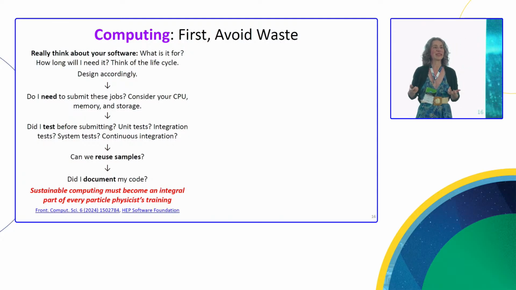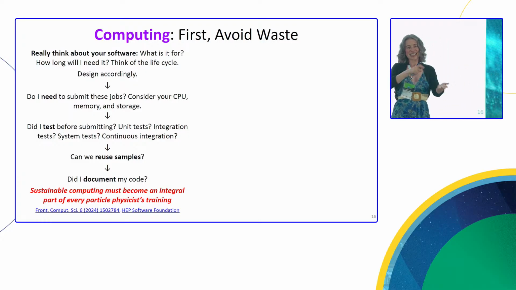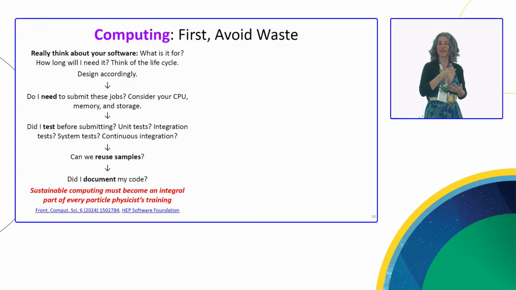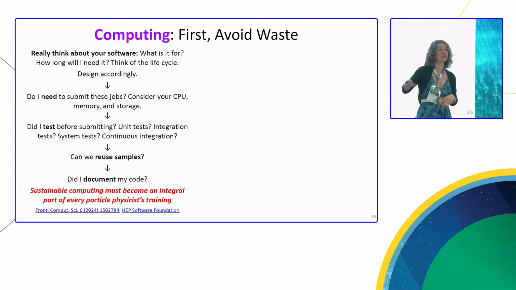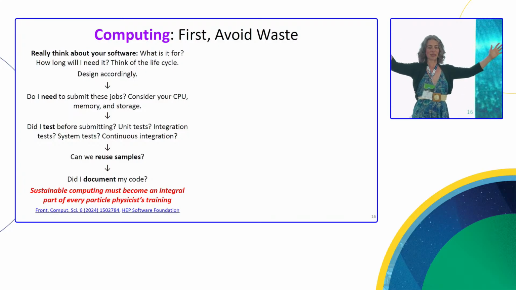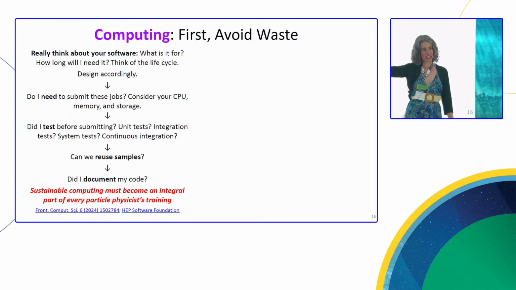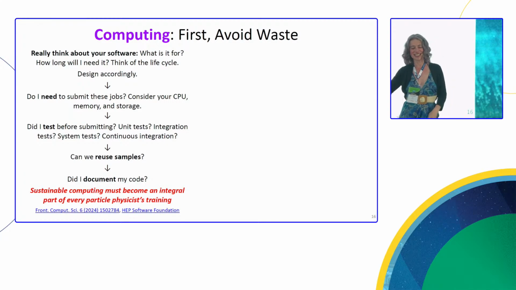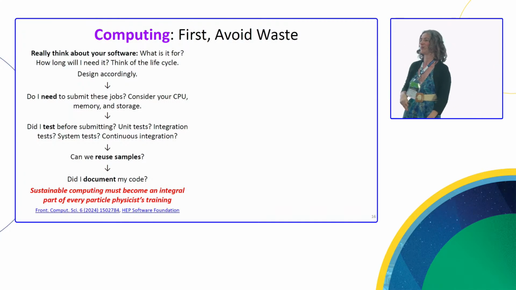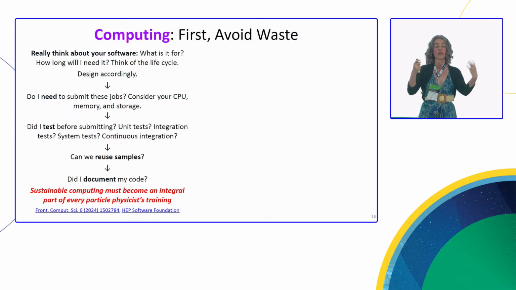Then when you go to submit jobs, before you submit 10,000 or 100,000 jobs, think: do I need to submit these jobs? Consider your CPU, memory, storage. And then before you actually submit, test. You can do unit tests, integration tests, system tests, and/or continuous integration to help you understand the impact of what you're doing.